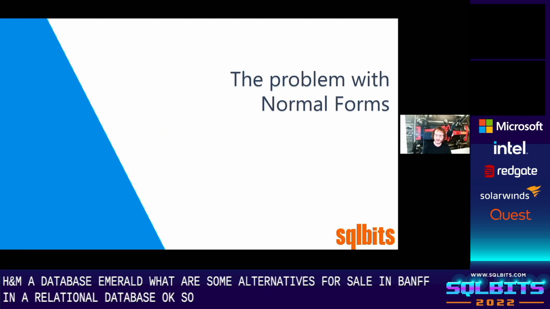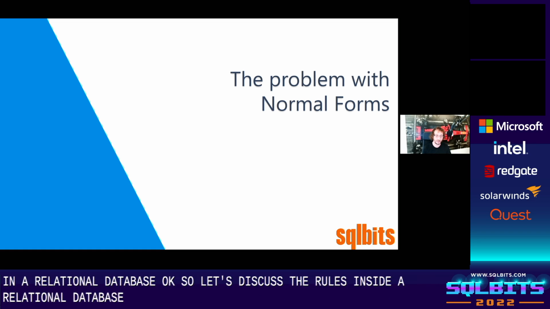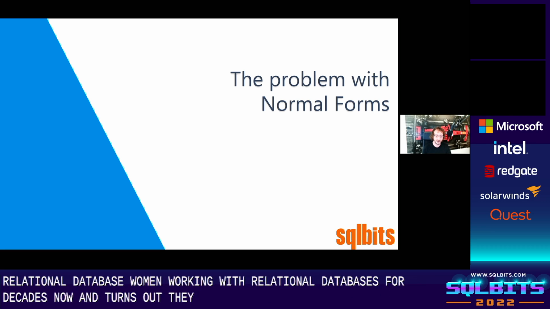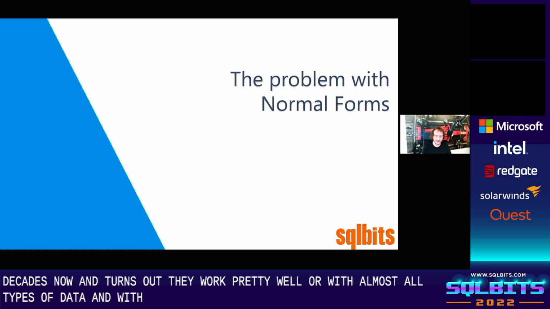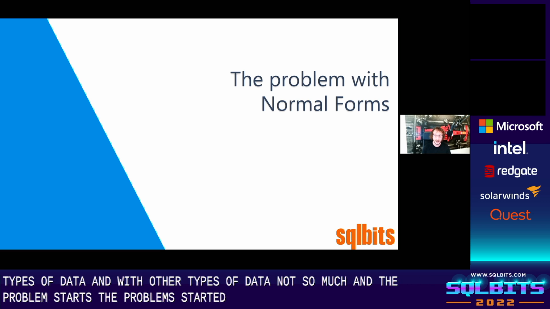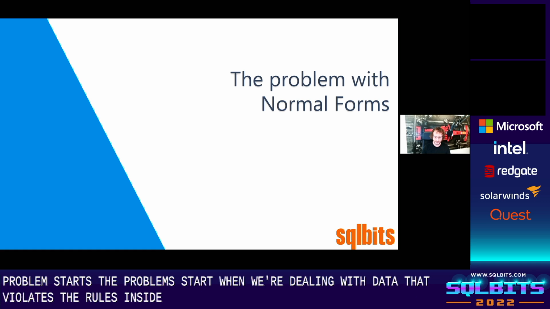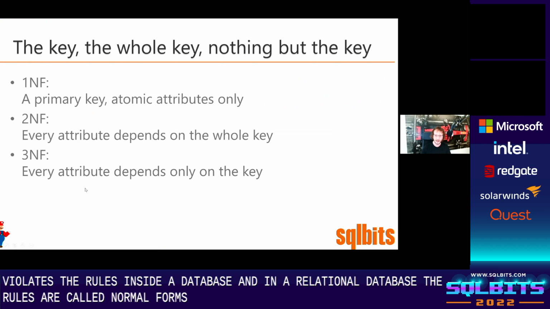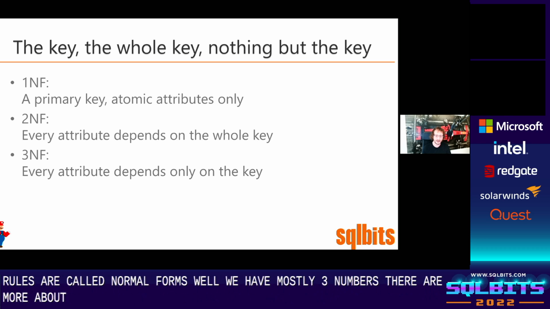Okay, so let's first discuss the rules inside a relational database. We've been working with relational databases for decades now, and it turns out they work pretty well with almost all types of data. And with other types of data, not so much. The problems start when we are dealing with data that violates the rules inside a database. In a relational database, the rules are called normal forms. Well, we have mostly 3 normal forms. There are more, but these are the main ones.